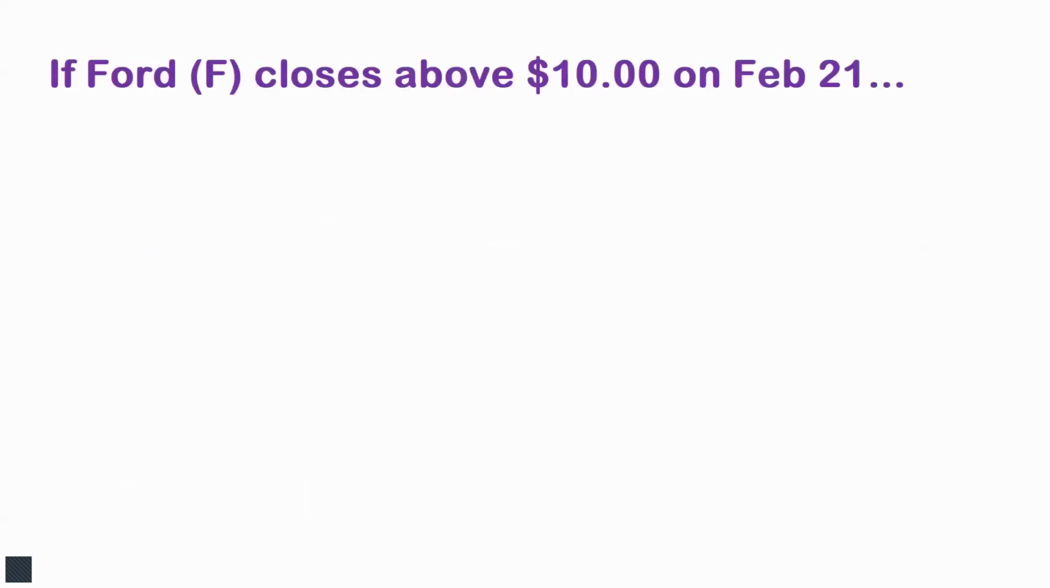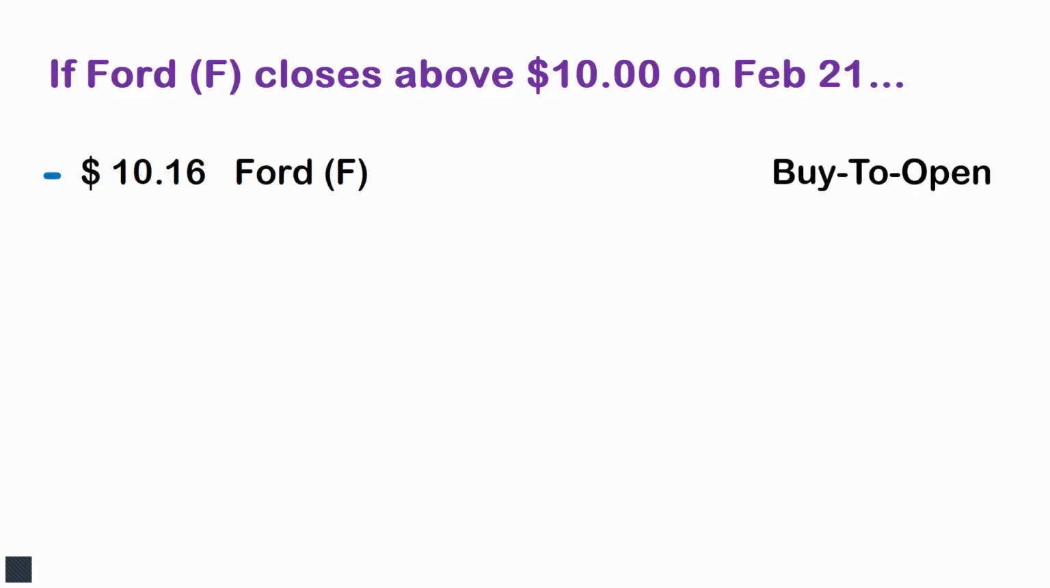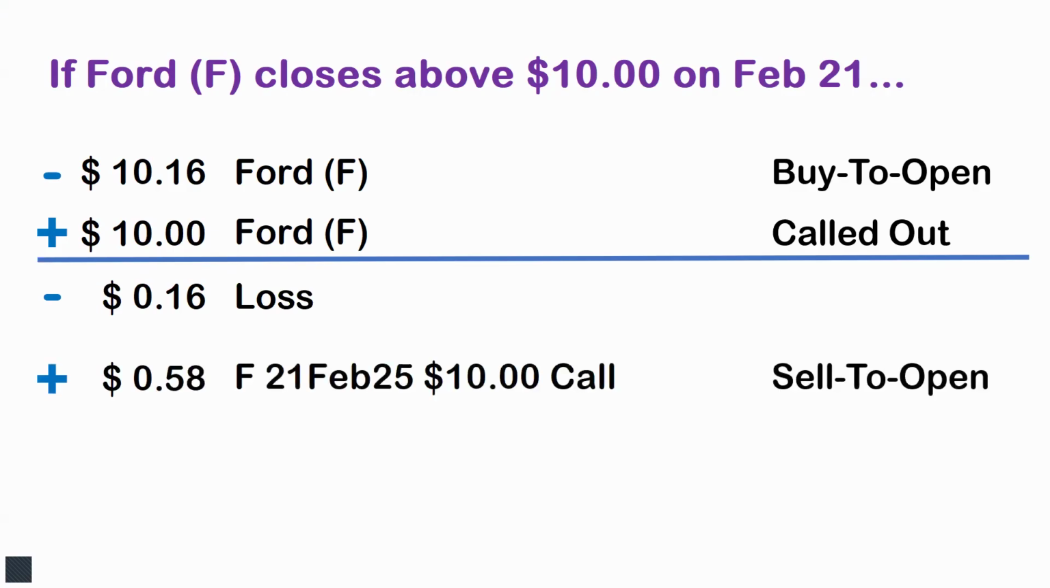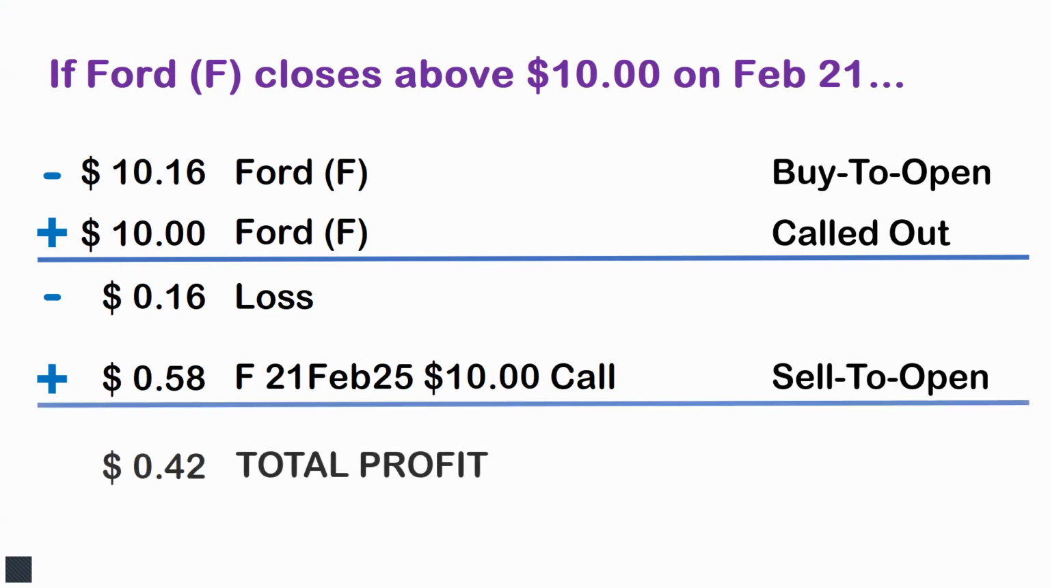If Ford closes above $10, well, then I'm going to be exercised out, right? Which makes you think, okay, if I get exercised, I'm going to get $10. That's a 16-cent loss. But don't forget, I collected 58 cents. So overall, I walk away with a 42-cent profit. That's 4.4% ROI. That's great, right?